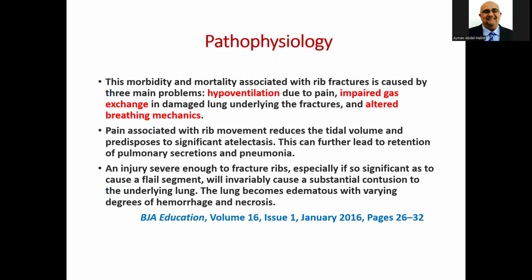Pathophysiology. This morbidity and mortality associated with rib fracture is basically caused by 3 main problems. Number 1, hypoventilation. Number 2 is impaired gas exchange. And number 3 is altered breathing mechanics. Again, from the British Journal of Anaesthesia Education.